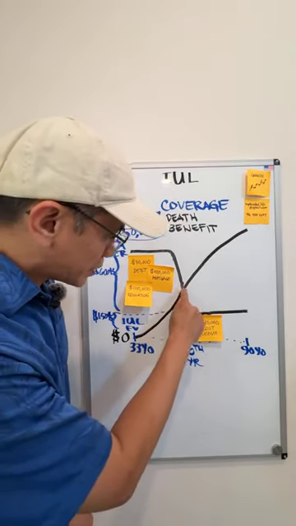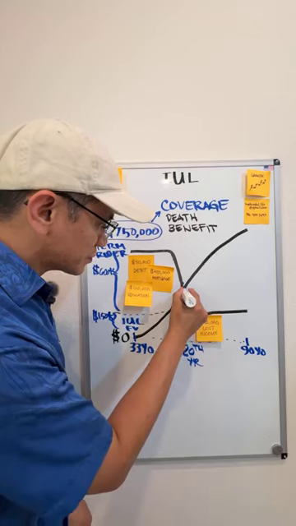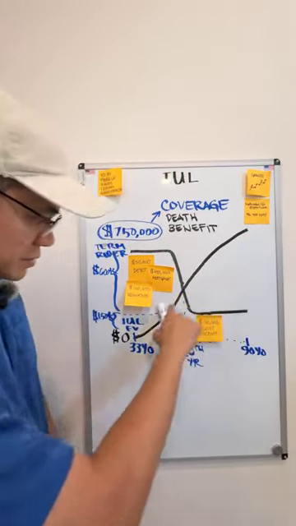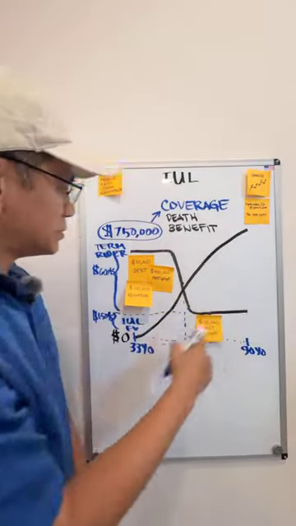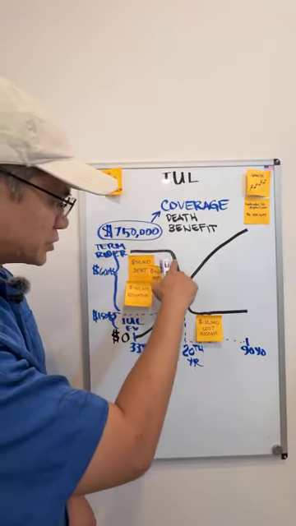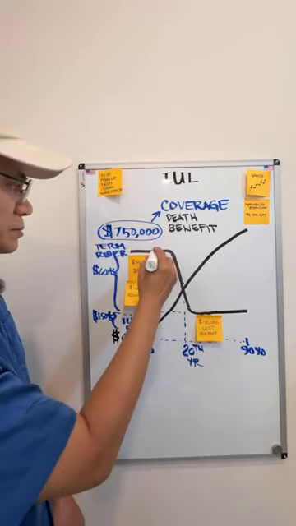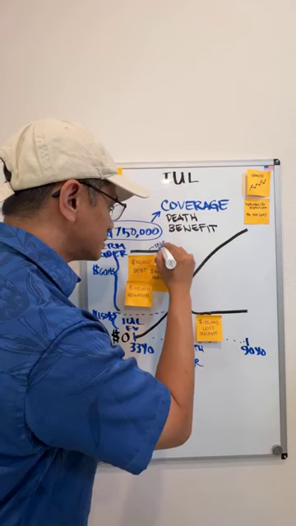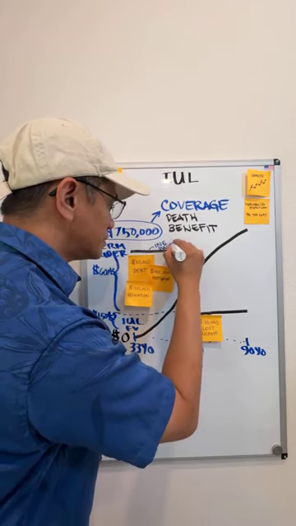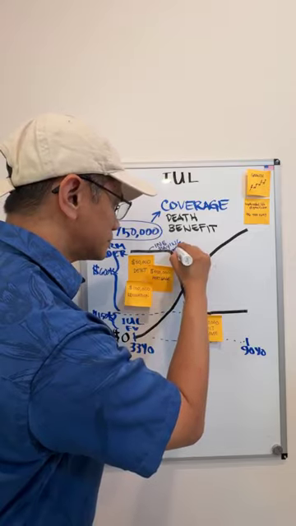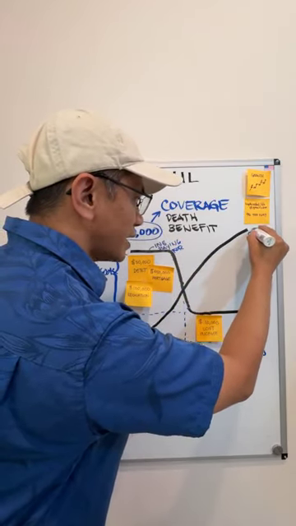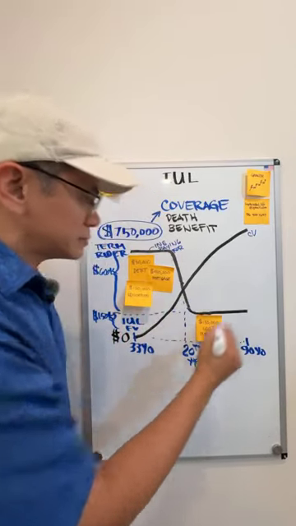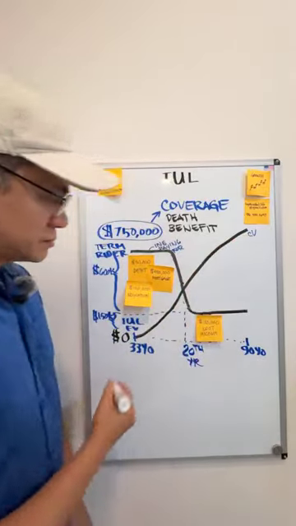But notice at this point in the X curve, this is the growth of the cash value. This is the insurance she's paying for. Remember, this is the insurance that she's paying for. And this is the cash value. Insurance she's paying for drops. Cash value keeps growing. Right?